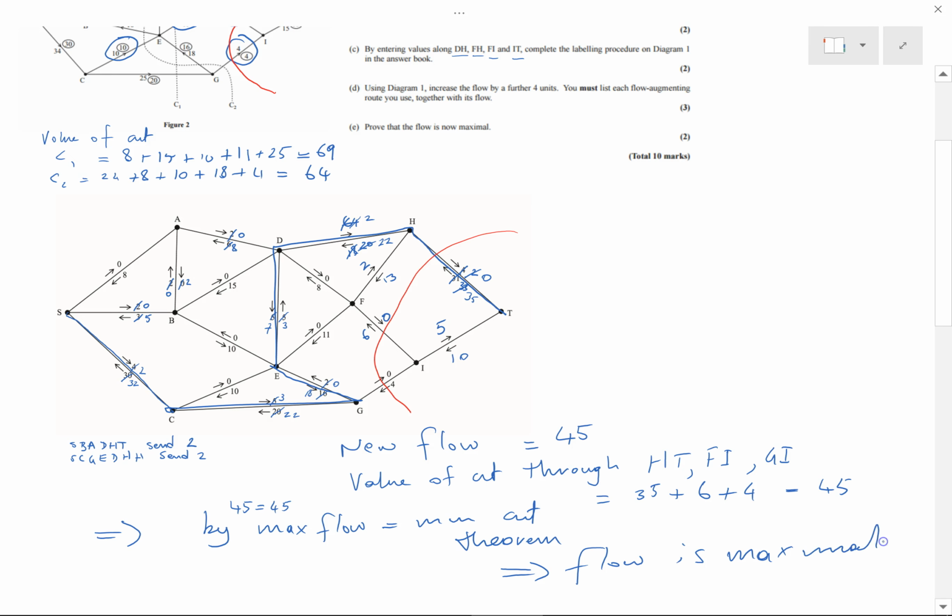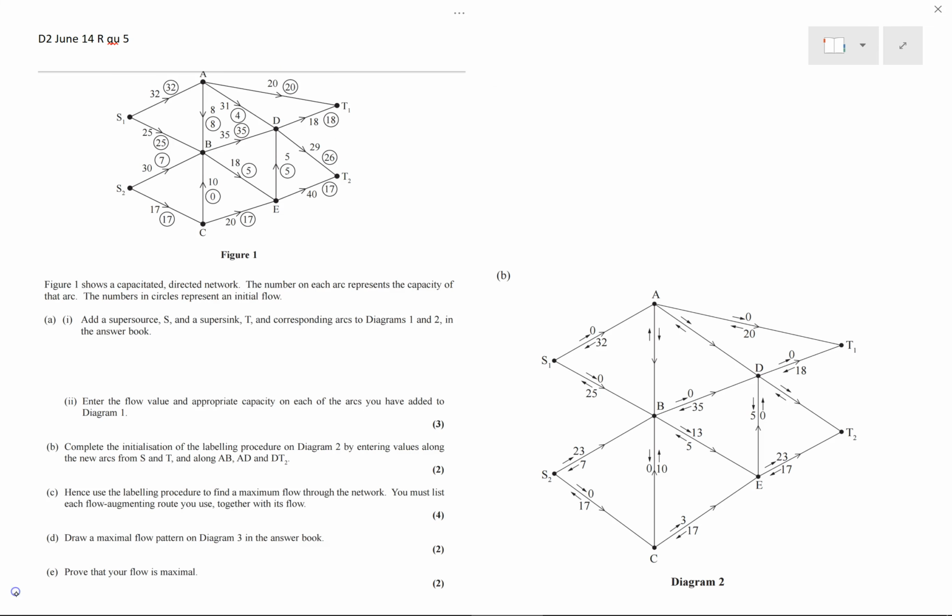Okay, so that question is done. Let's look at the next question, which is a super source and super sink problem. This is from June 2014 overseas, question 5.